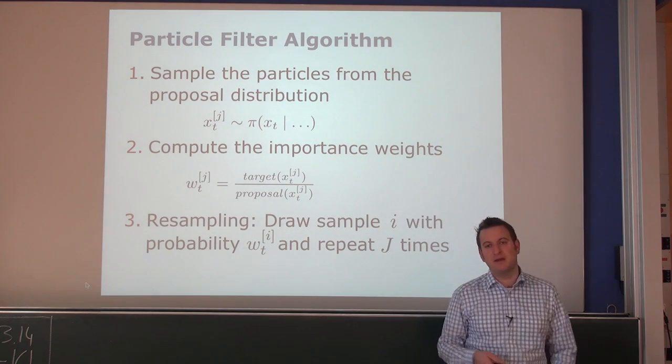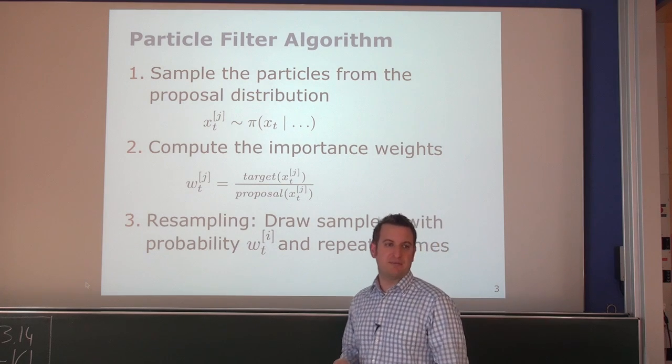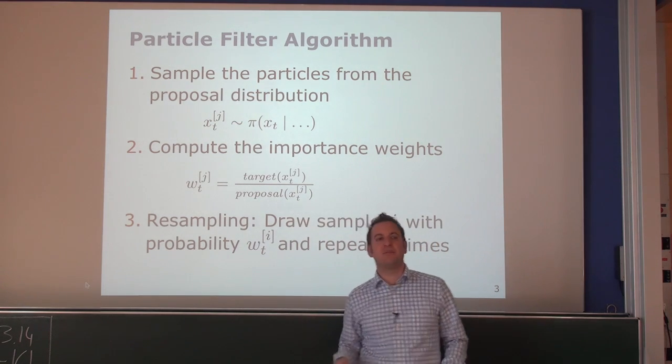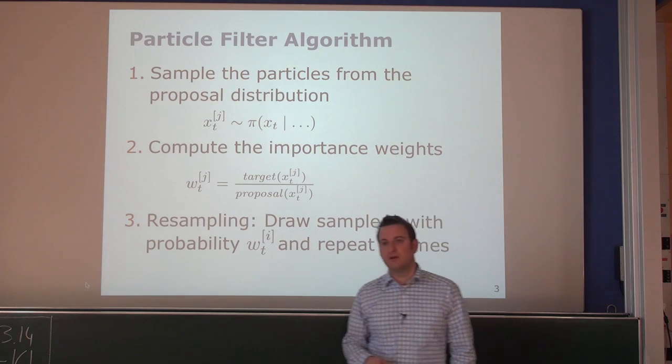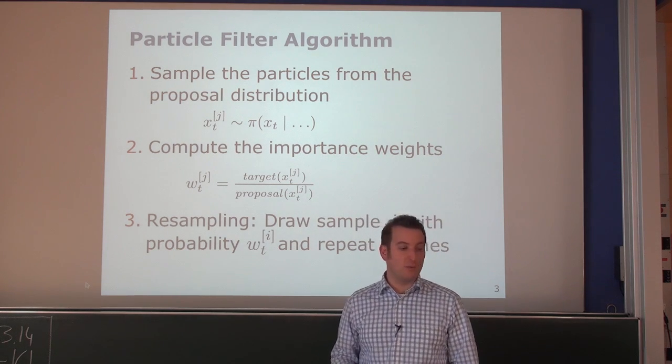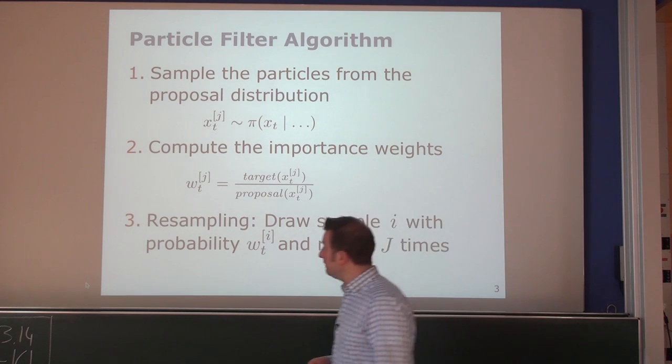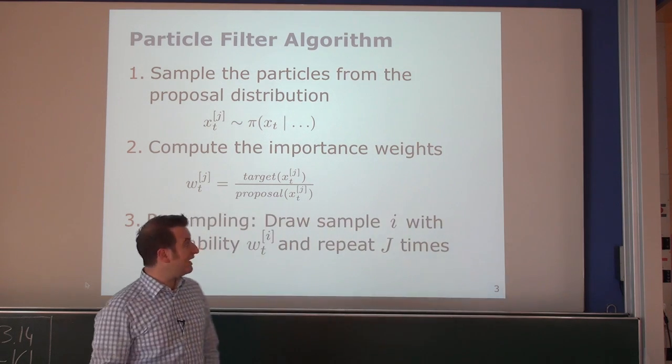And after resampling, all the weights are set to 1 divided by n, because then, again, the locations of the samples are distributed according to the target in the end. That's what I wanted to have. So these were the key steps of the particle filter, which we discussed last time.